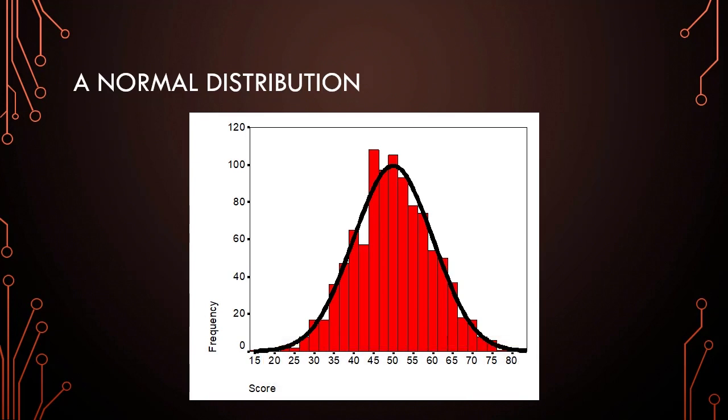With this information in hand, I know that the range from 40 to 60, that is 1 standard deviation below to 1 standard deviation above the mean, will capture 68% of the scores. If I look at the range from 30 to 70, that is 2 standard deviations below the mean to 2 standard deviations above the mean, this range will encompass 95% of the scores.